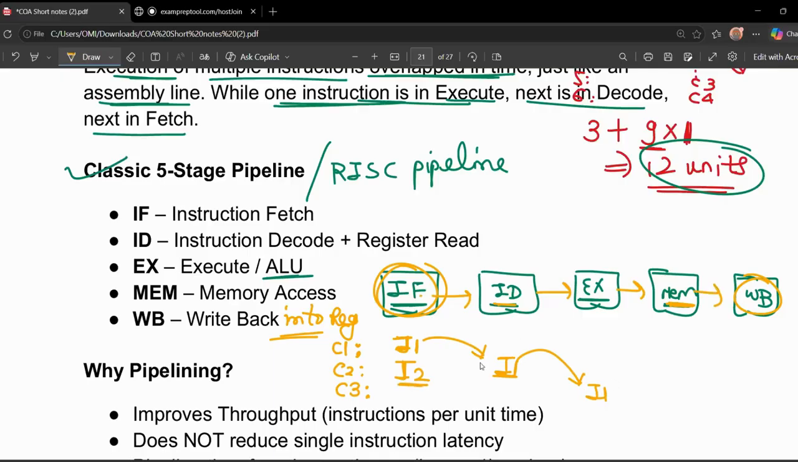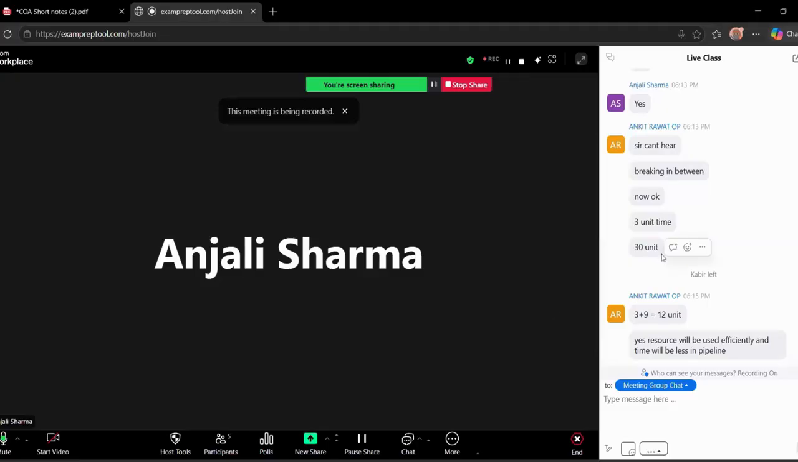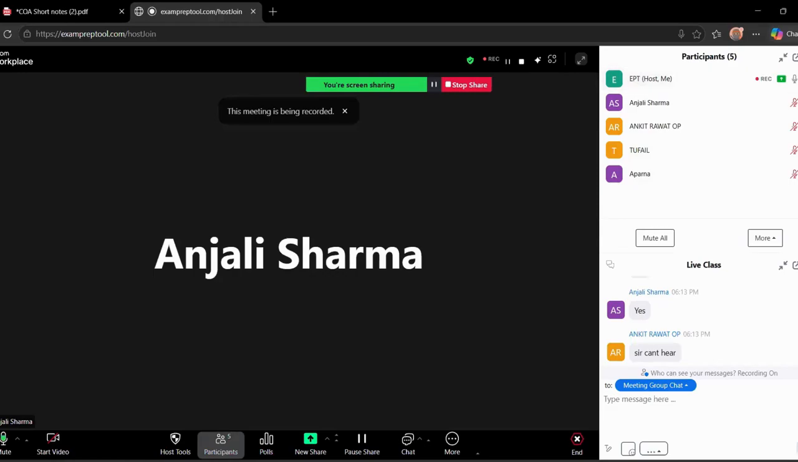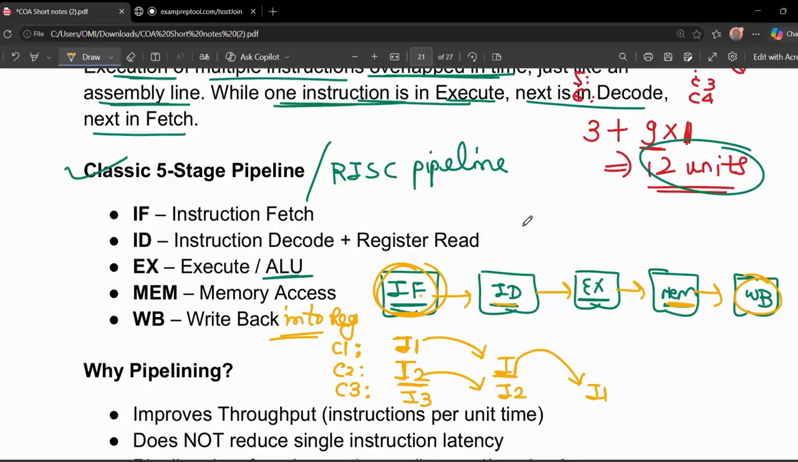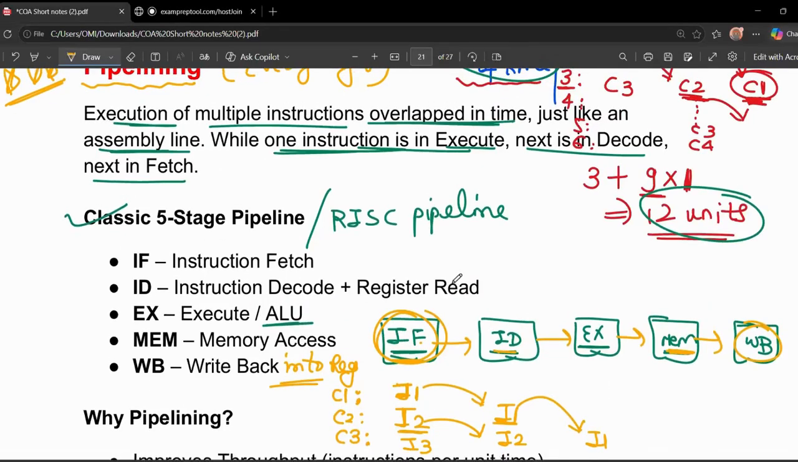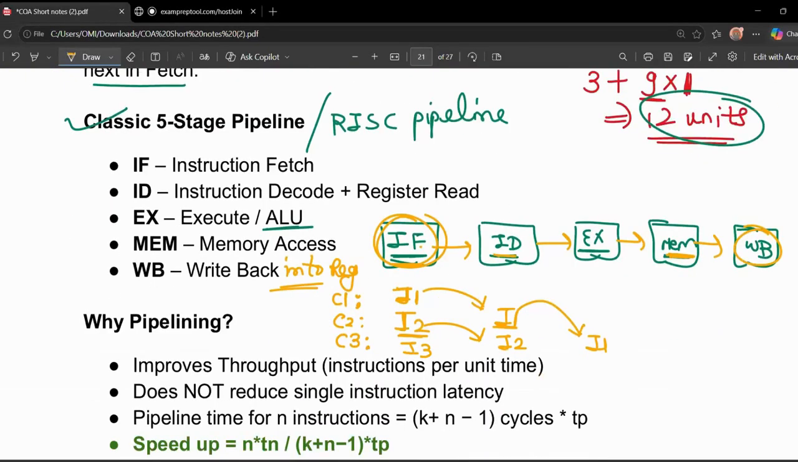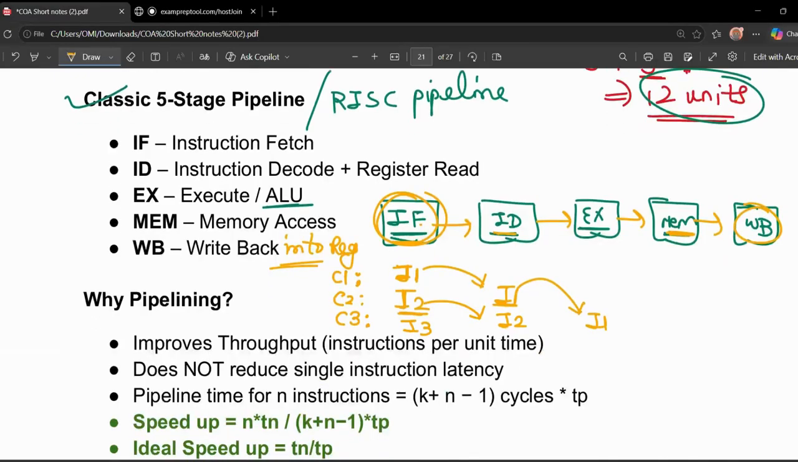And I2 has completed instruction fetch, so it will go to instruction decode, and a new instruction I3 will come. This way on each cycle, multiple instructions can execute in different stages. So we are better utilizing the resources, and we are saving the time also, right? We are saving the time also.